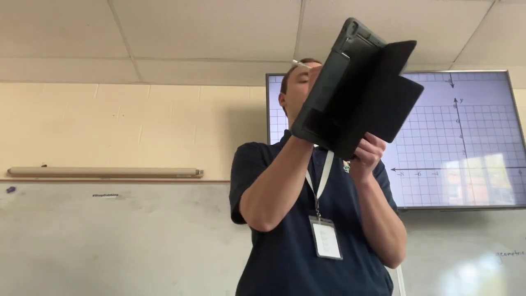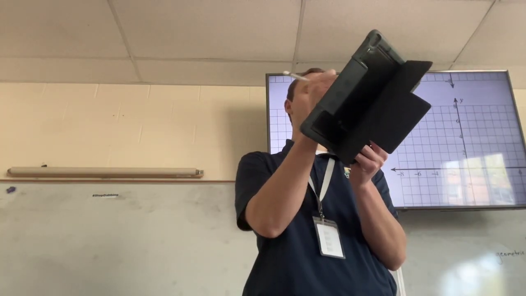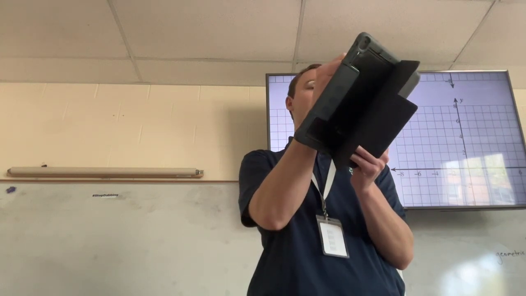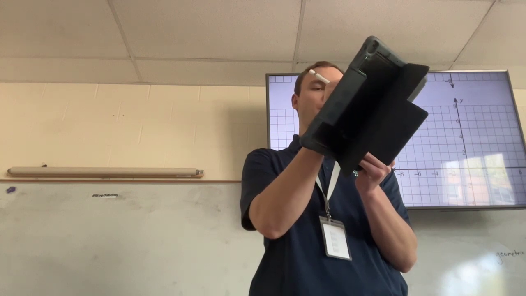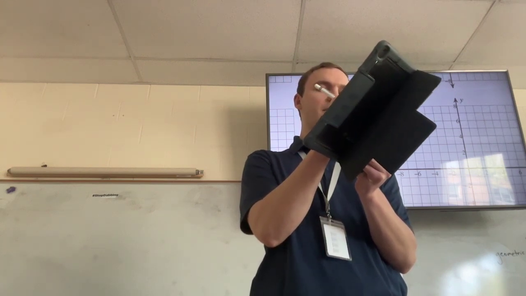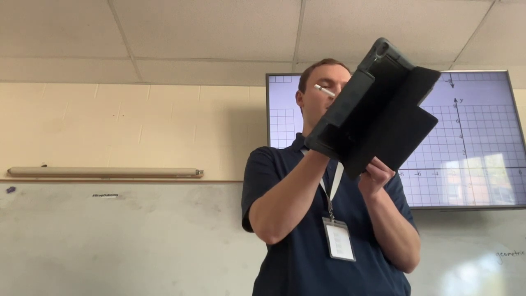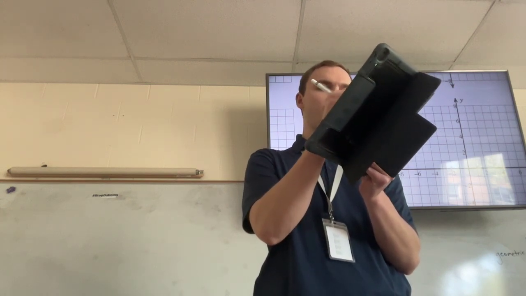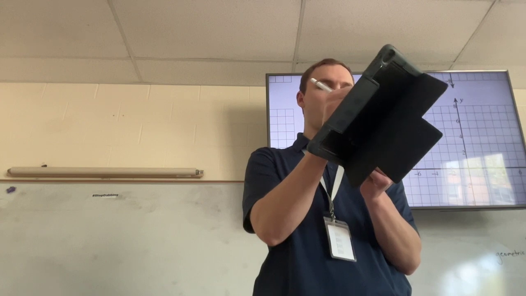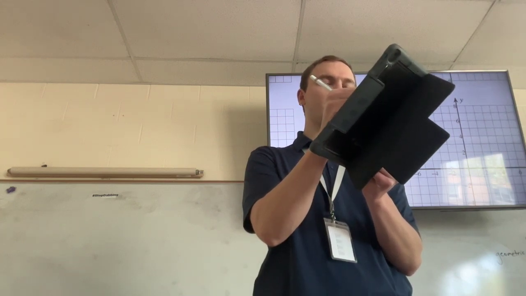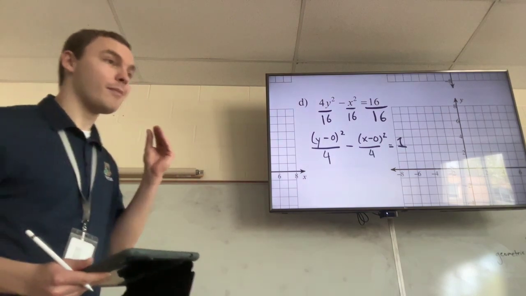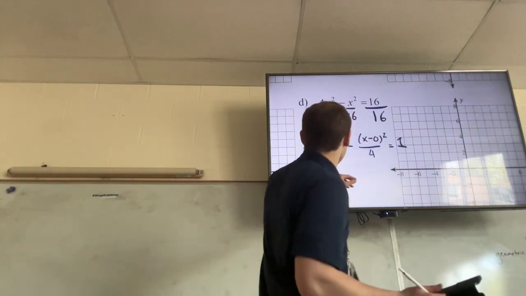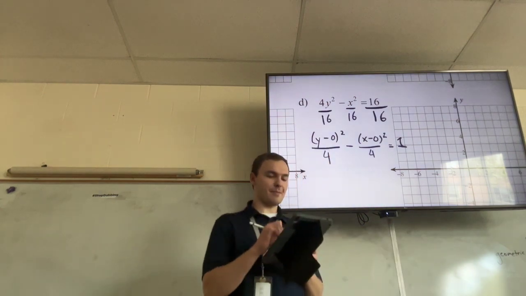Ready, go. So boring. All right, so I got to divide by 16 on both sides. Divide by term. So it's going to be y minus 0 squared over 4 minus x minus 0 squared over 4 equals 1. Okay? What's that? Should be 4. That should be 16. Sorry. Made a mistake.